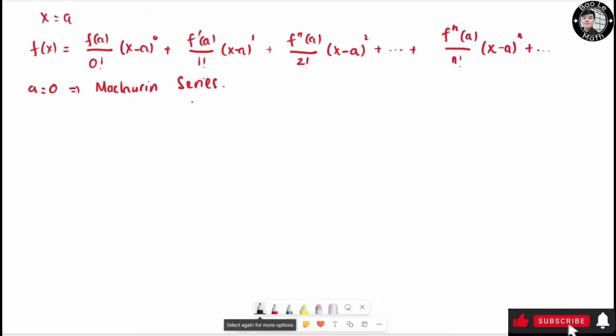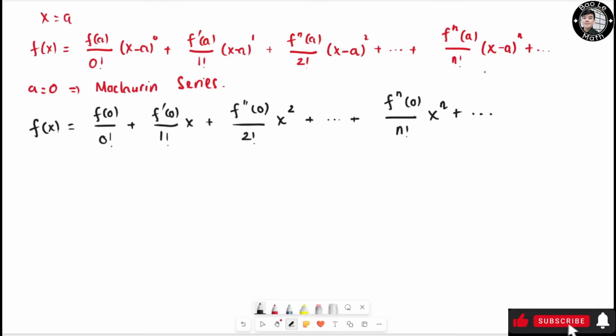The Maclaurin series is a special case of the Taylor series. Now, substituting 0 for a, the Maclaurin series is given by the formula f of x equals... Note that 0 factorial equals 1 factorial equals 1. So this can be written as f of 0 plus f prime of 0 times x plus f double prime of 0 over 2 factorial times x squared plus etc.